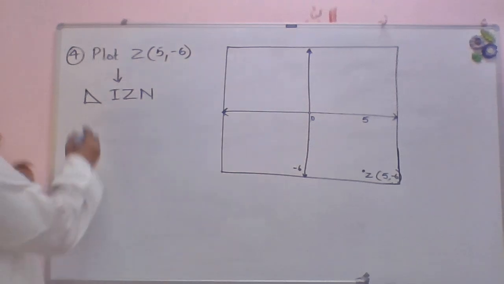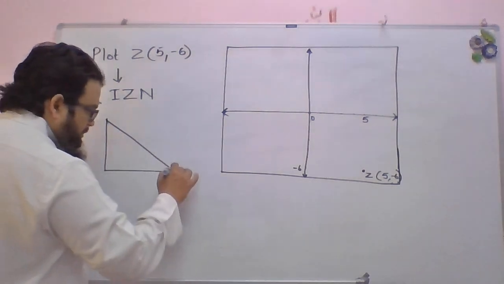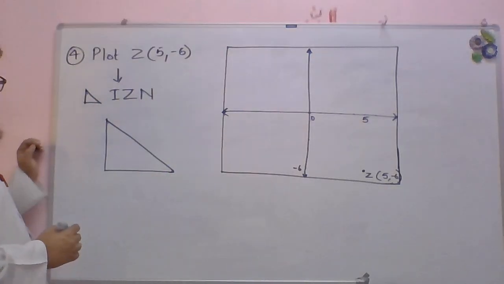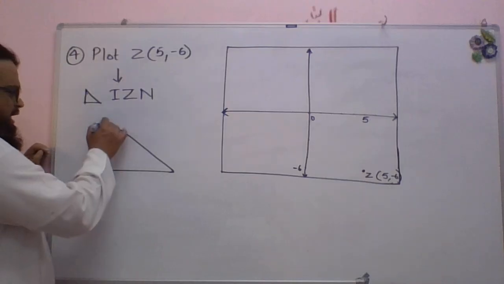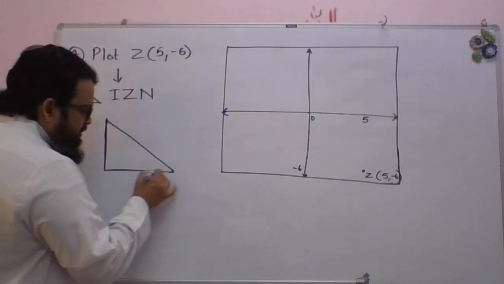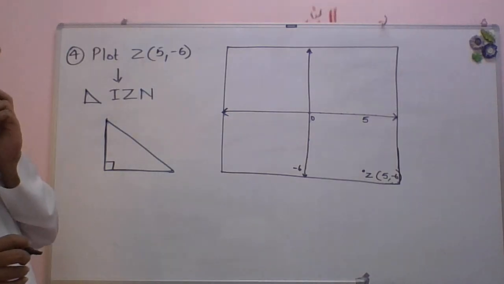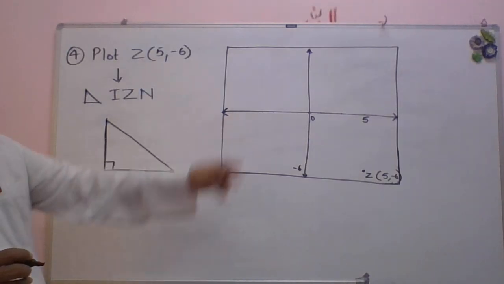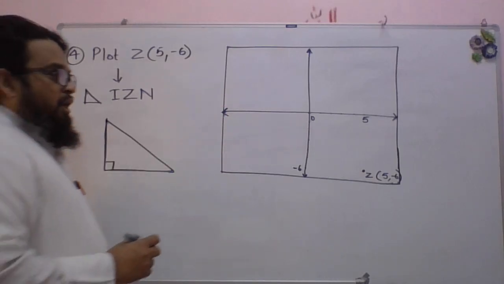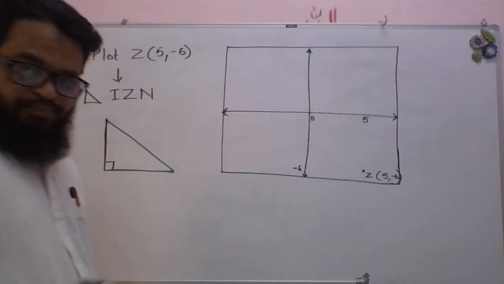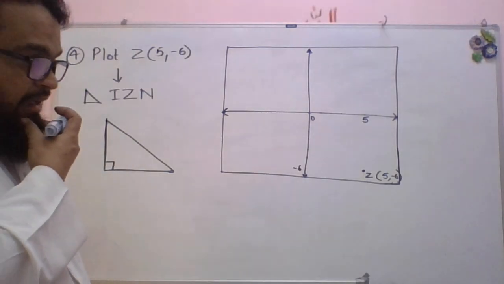So what is a right angle triangle? A right angle triangle will be like this, right? Okay, so this is a right angle triangle. Now he has given a point. In a right angle triangle, these two lines will be perpendicular to each other. So what are the lines which are perpendicular to each other? The axes in the Cartesian plane.